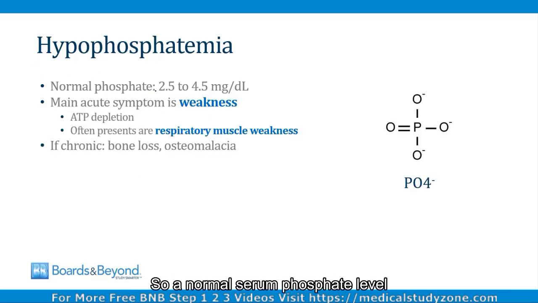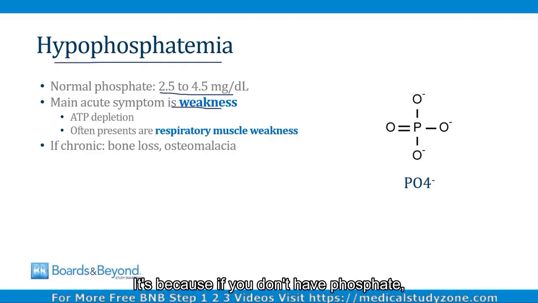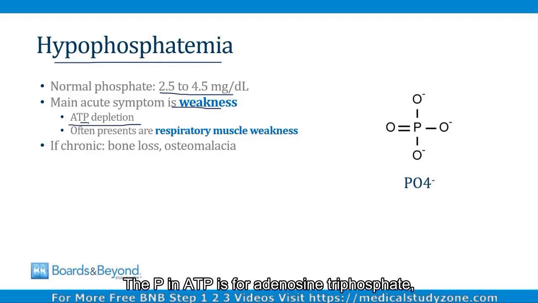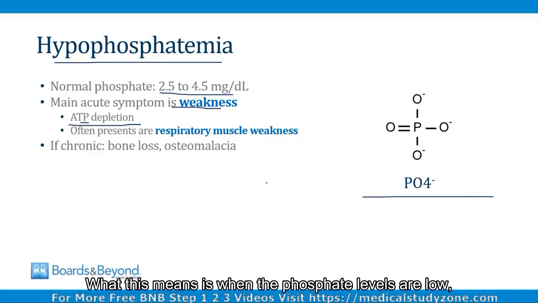Last electrolyte is phosphate. So a normal serum phosphate level is 2.5 to 4.5 milligrams per deciliter. And the main symptom of hypophosphatemia is weakness. It's because if you don't have phosphate, you can't make ATP. The P in ATP is for adenosine triphosphate. So you need lots of this to have normal ATP levels. What this means is when the phosphate levels are low, you're going to get weakness.